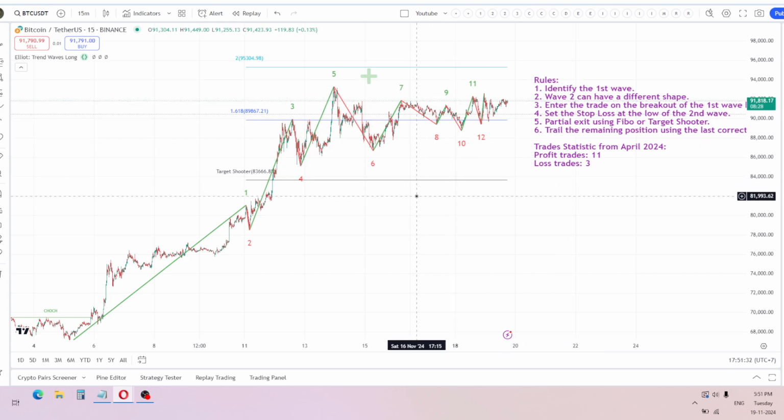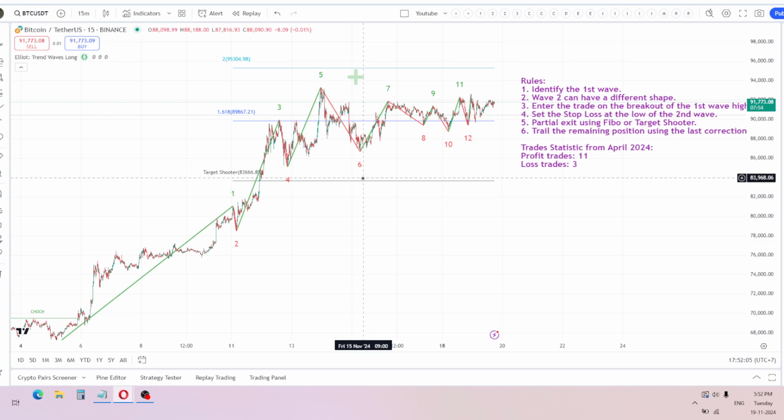Wave 2 can have a different shape. We will talk about it later. So not only this shape of the second wave is possible, it may have different shapes. We make entry on the breakout of the first wave, set stop loss on the second wave, and then we may exit partially on the target shooter target, on Fibo targets, and we will trail the remaining position by the low of the correctional waves.